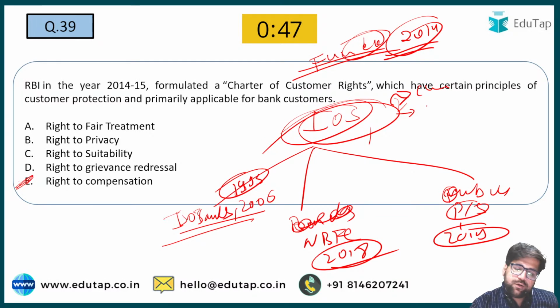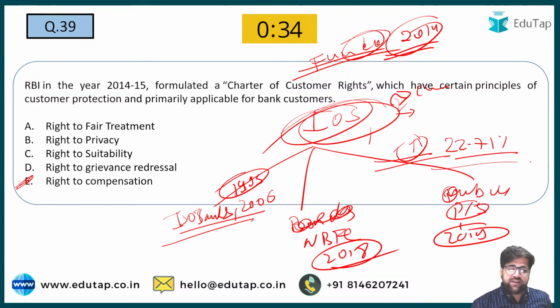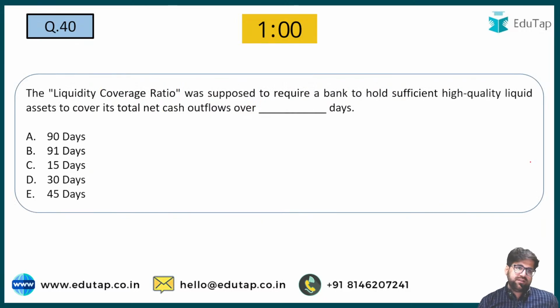And if you have good current affairs knowledge, then please remember that all the complaints regarding NBFCs, according to the RBI report on NBFCs, have increased by, if I'm not wrong, 22.7%. Please remember this. This is a very important data point which can be useful.